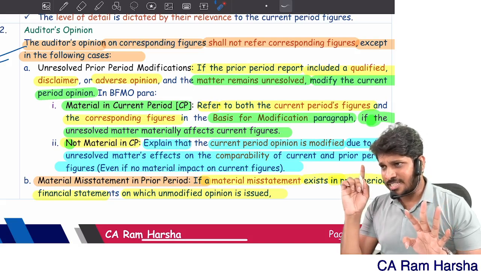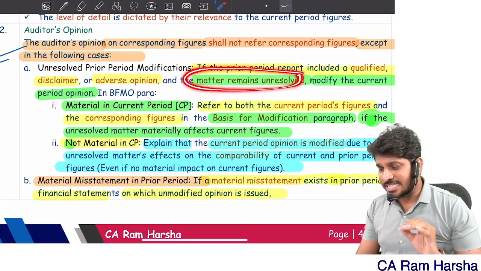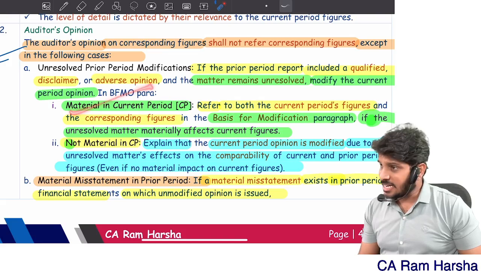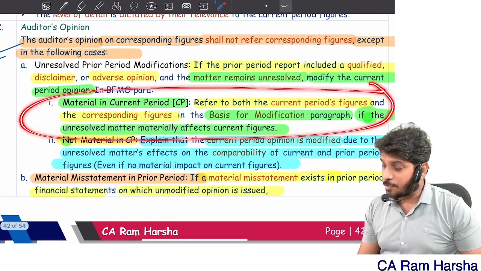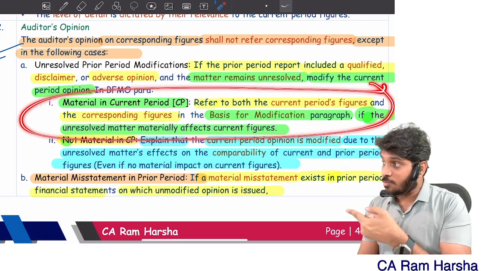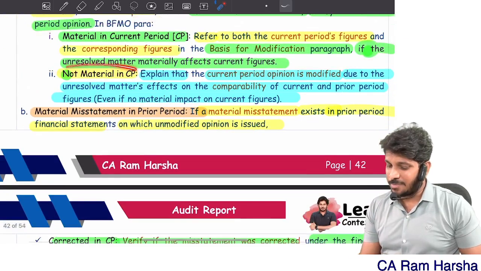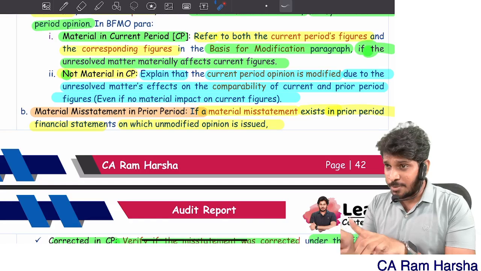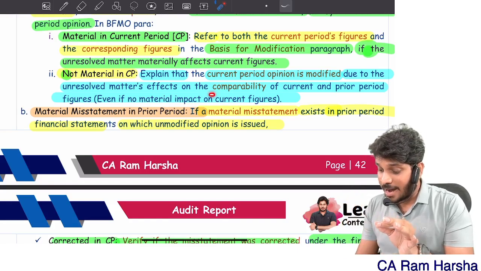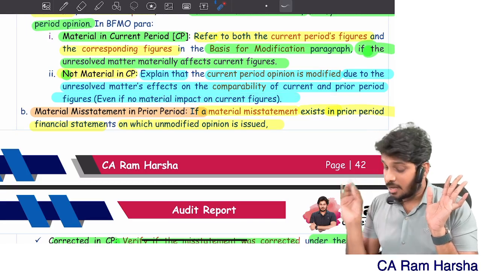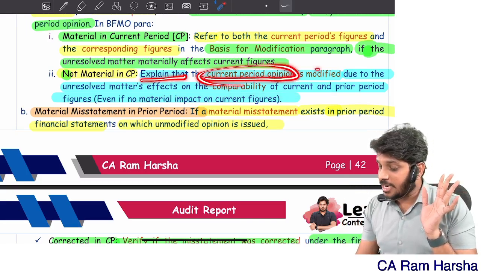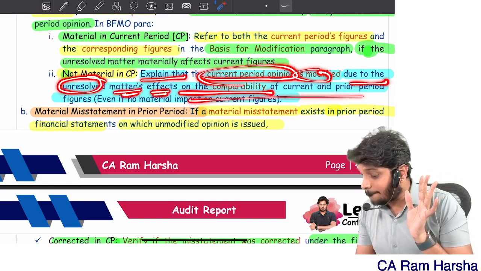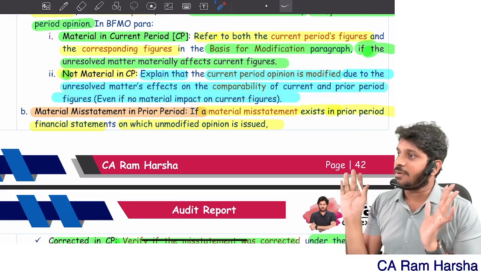What reason did we give for modification? If that reason is still unresolved in the current year, what should I do? If material in the current period, I should give a modified opinion on the current period figures. If it is not material in the current period, still I will modify, and in the basis for modified opinion I will mention the reason. Why am I modifying? Is it because the current period is wrong? No. Comparability is not possible. Explain that the current period opinion is modified due to unresolved matter impact on comparability of current with prior period figures.